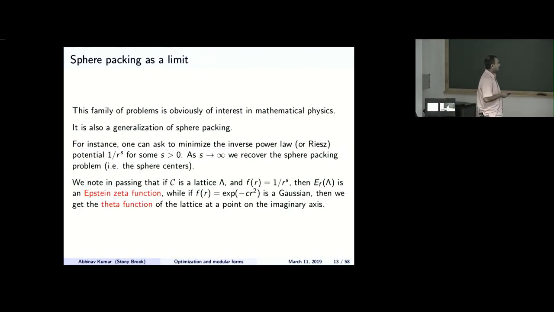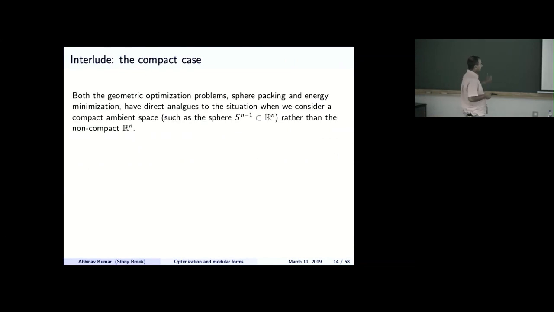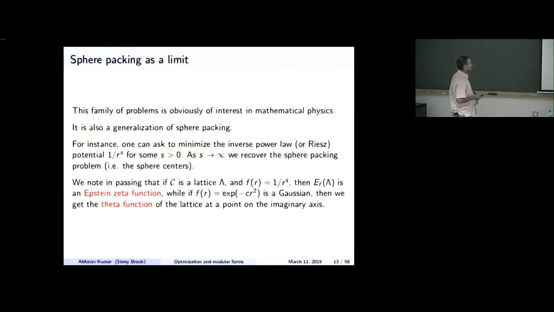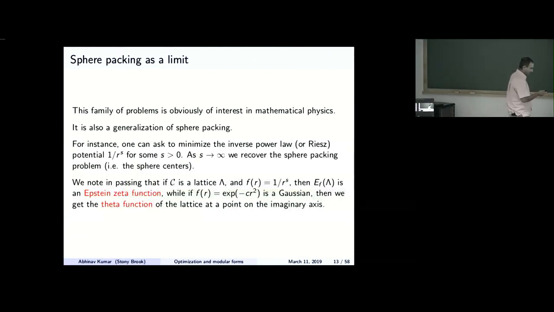And let me also note that these things give interesting mathematical invariants. If you're a lattice, this potential energy is basically a zeta function of the lattice. And if you have a Gaussian, then you get a theta function of the lattice evaluated on the imaginary axis. And so that's the theorem that we're going to talk about, solutions of the energy minimization problem. That's the sort of new work. I'll probably just mention that and talk about the main ingredients.